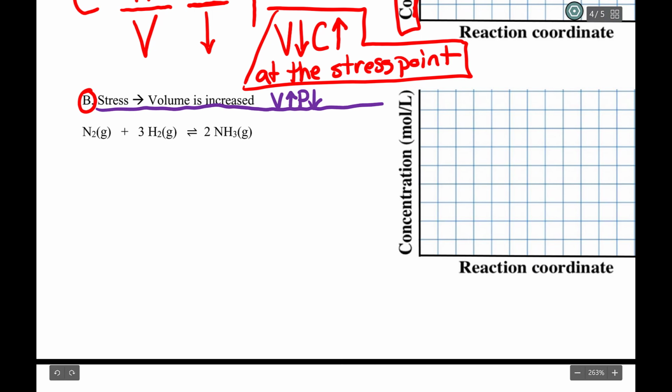Now, what is the opposite of volume increasing? If the volume was increased, the opposite would be to decrease, and the opposite would be to increase the pressure. This is the opposite thing, and this is what the system will try to do. Now, if it can't change the size of the container, which it probably can't, it's going to adjust the amount of moles available. So let's think about this.